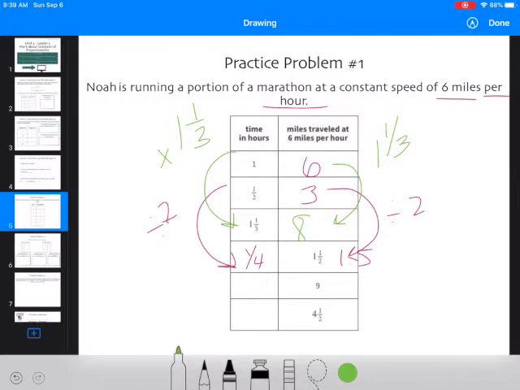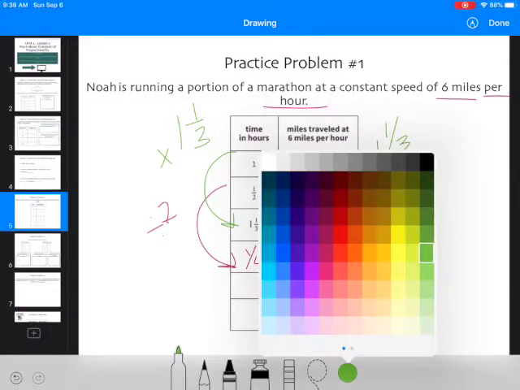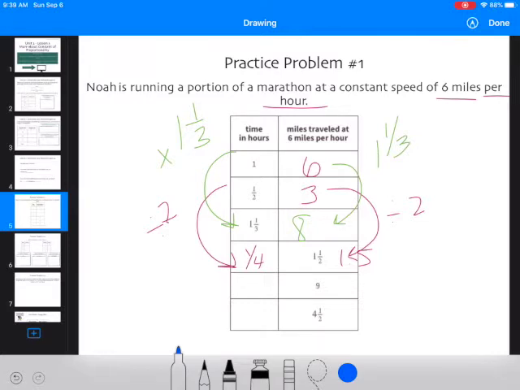All right, so if I'm thinking about my relationship in another way, now I'm trying to get from 3 to 9, so I could multiply by 3. So 1/2 times 3 would be 3/2, or 1.5 hours. And then if I wanted to get to 4.5, how would I get there?